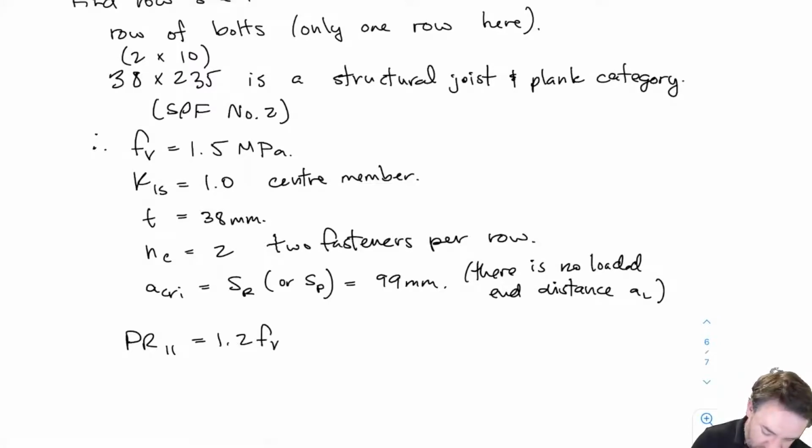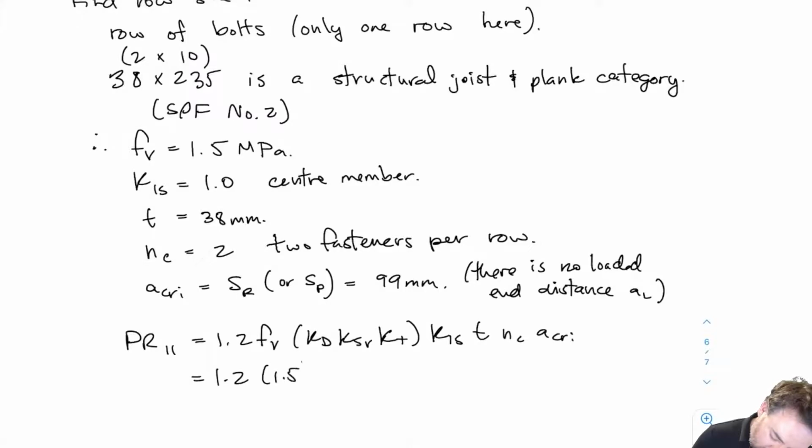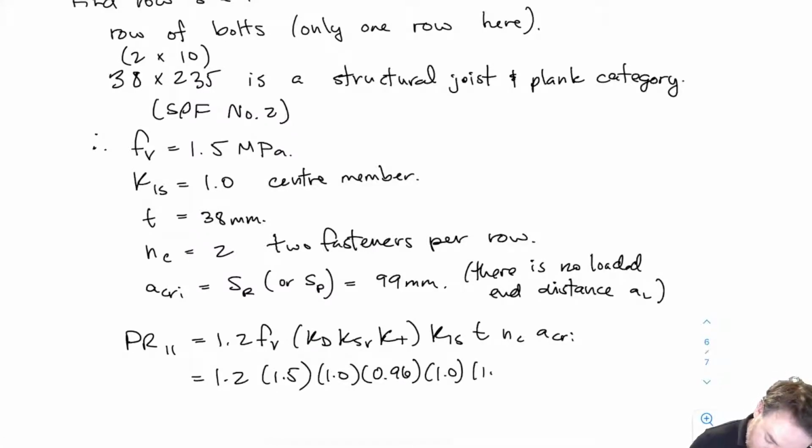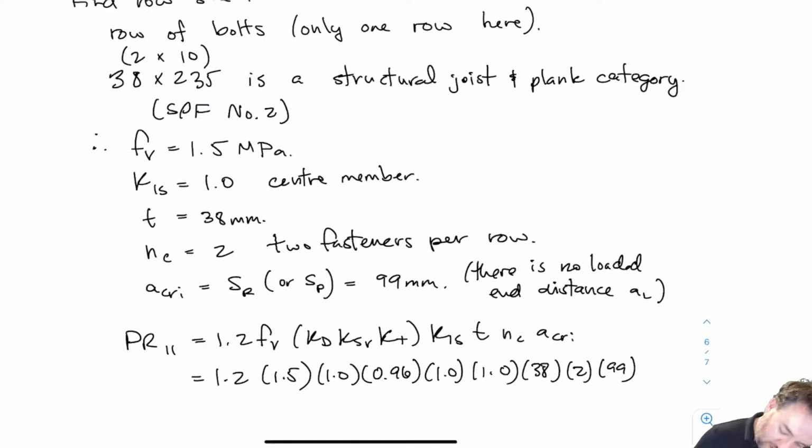You remember this equation. Okay, so we have all these values, 1.5, 1.0. Now this is not KSF anymore, it's KSV, which is our service condition factor for shear, which is 0.96. KLS 1.0, T38, and I multiply all of these numbers together, and I'm going to get 13 kilonewtons.